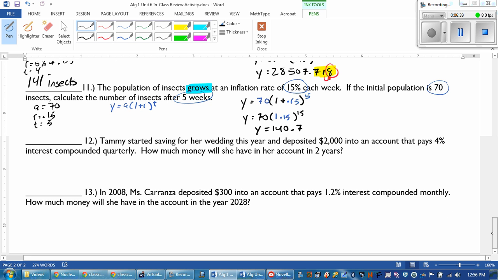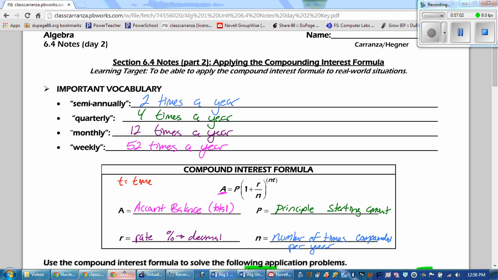Number 12. So Tammy started saving for her wedding this year and deposited $2,000 into her account that pays 4% interest compounded quarterly. How much money will she have in her account in 2 years? Oh my gosh, they gave us so much information.